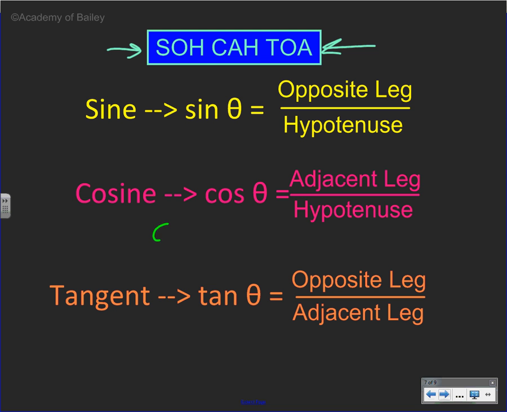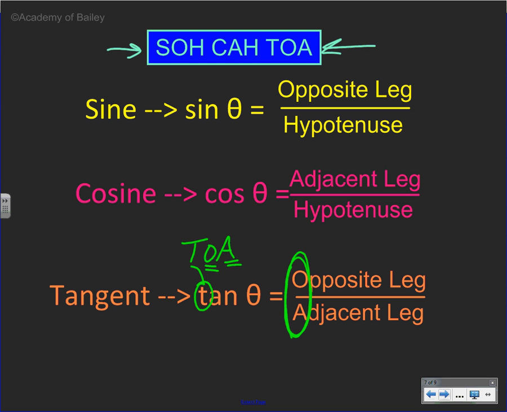Let's look at cosine. So, this is the C part. Cosine starts with the C, so does CAH. So this says, look at the C. Cosine is adjacent over hypotenuse. And we look here, adjacent over hypotenuse. That's where we get the A and the H. And the last one, TOA. T stands for tangent. O and A, right here. Opposite over adjacent.